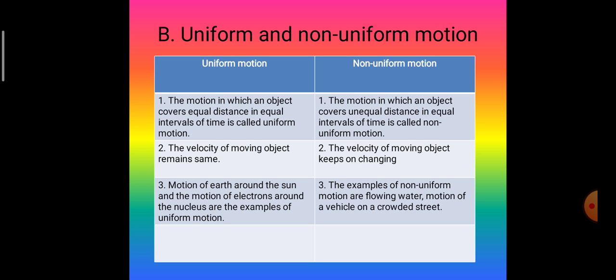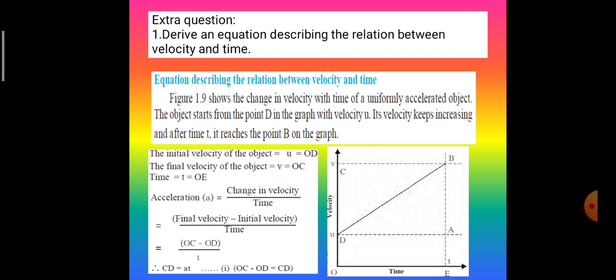Example for uniform motion: motion of earth around the sun and motion of electrons around the nucleus. For non-uniform motion: flowing water, motion of a vehicle on a crowded street. Now, let us take up some extra questions. Children, you know that we have dealt with the three equations of motion.